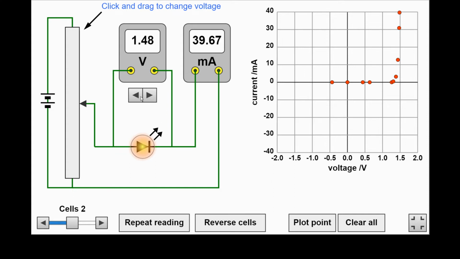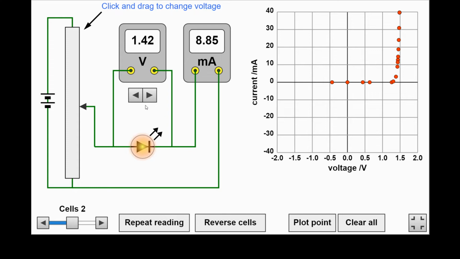Now, if I take the potential difference up any further, current has exceeded the LED and has burnt out. So what you notice here is we've got a very rapid ascent from 0 to a very high current in terms of milliamps. Now we are recording in milliamps because an LED is so much more sensitive.